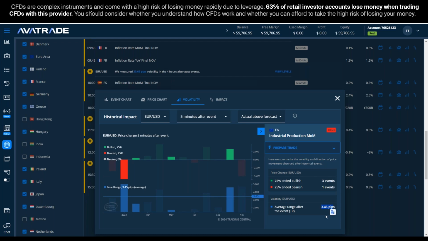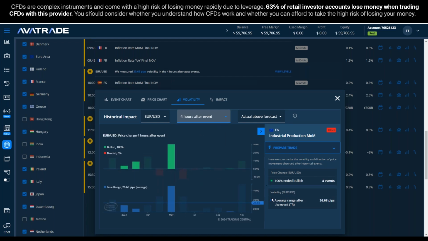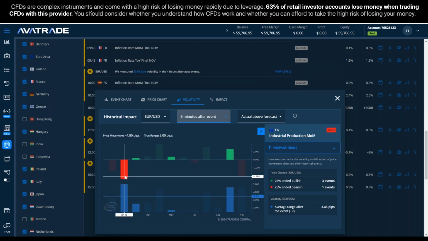Okay, 3.45 pips. So from 3 pips to after 4 hours, all of them were up an average range of 26 pips, with the largest one being up over 30 pips. And if you caught the one that spiked down as well in the first 5 minutes, you've got an even nicer climb to realize after the 4 hours.